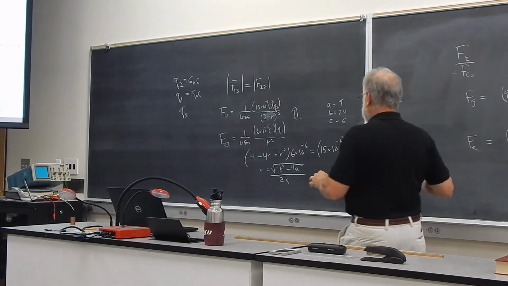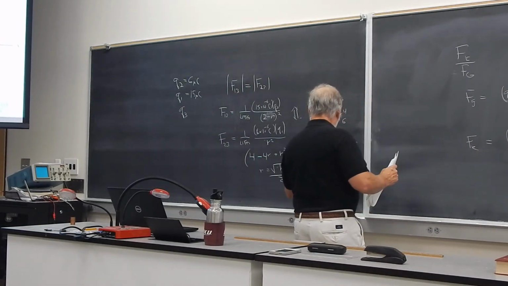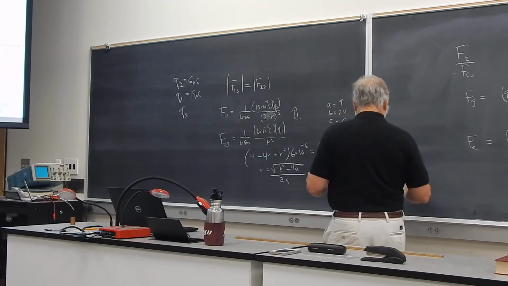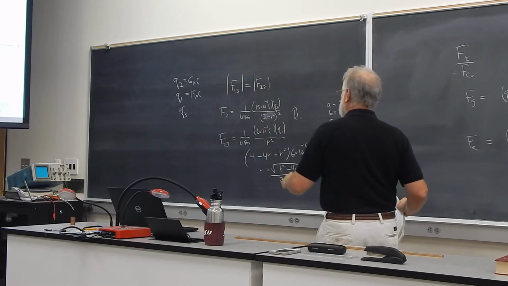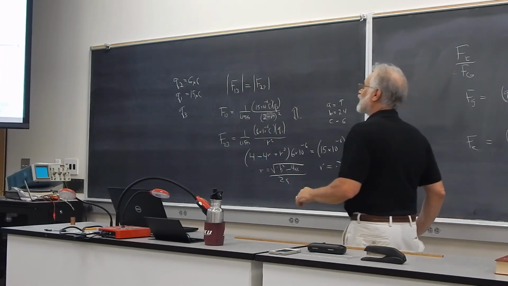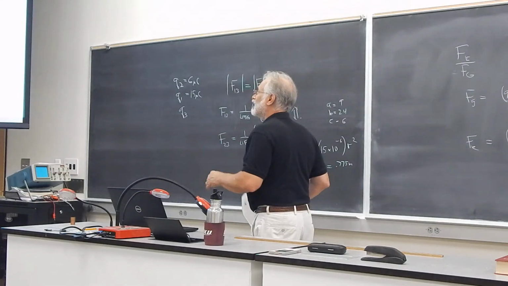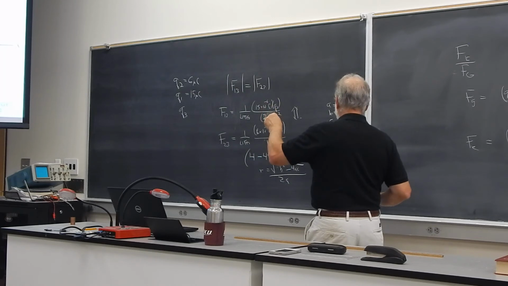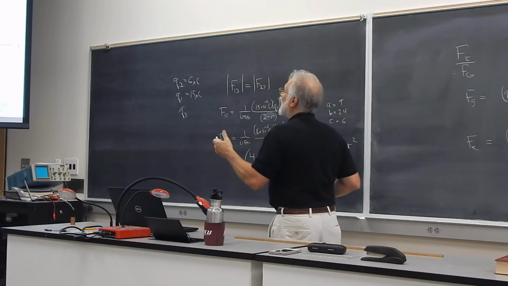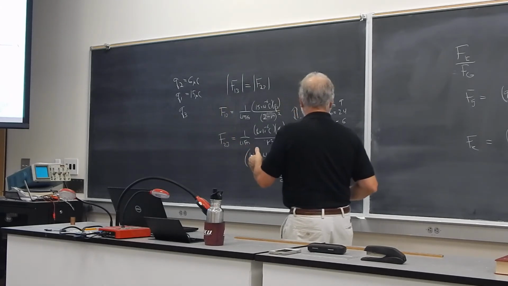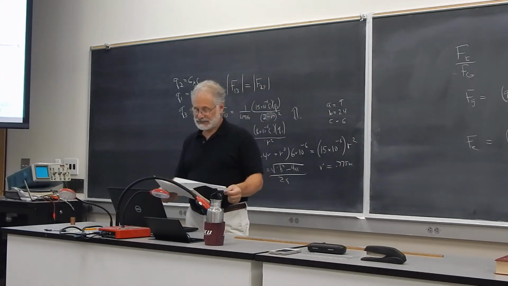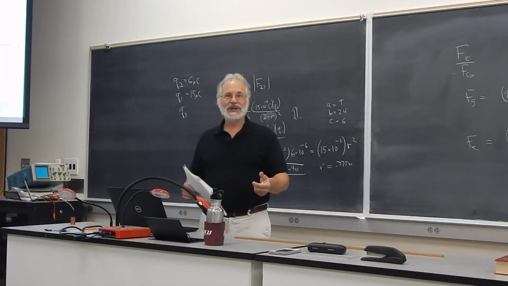I solve this, and I will find that r is equal to 0.775 meters to the right of Q2. So if I put that third charge 0.775 meters away from Q2, away from the origin, the net force on Q3 will be 0. That's a nice example of electrostatics.